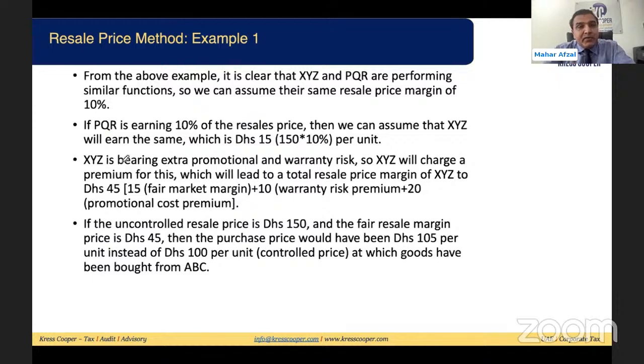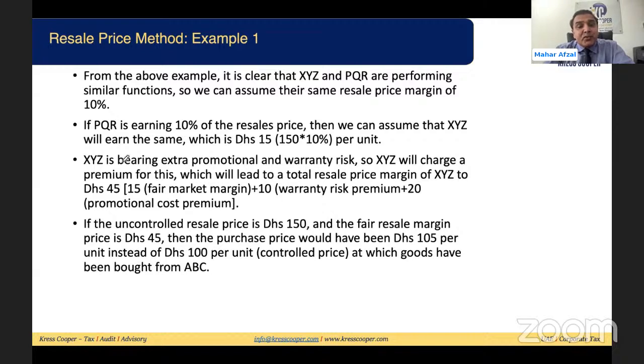The same thing I have briefed here, for example, it's clear that XYZ and PQR perform a similar function. So we can assume that the resale price margin is 10%, which should be the same for both parties. If PQR is earning 10% of the resale price, then we can assume that XYZ will earn the same, which is equal to 15 per unit.